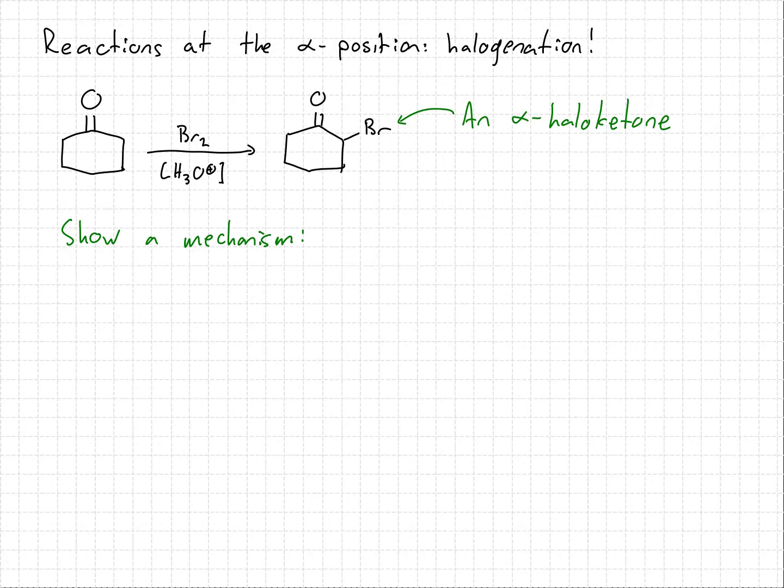Show a mechanism for this reaction. Note a few things before you start. First, this reaction is not going to go through an enolate intermediate, it will be through an enol intermediate. The way we know that is that this reaction is happening under acidic conditions, so we are not permitted to form strongly basic intermediates. Since we're making an enol, the nucleophile for this reaction will be that enol, and the electrophile will be bromine. Note that this is not a free radical reaction, so double-headed arrows please.